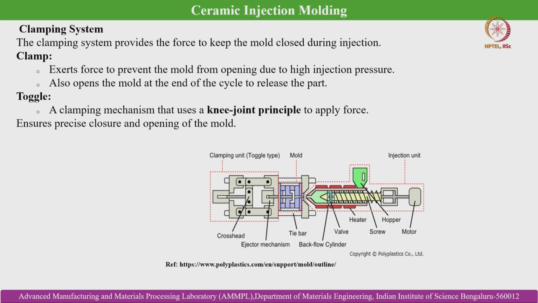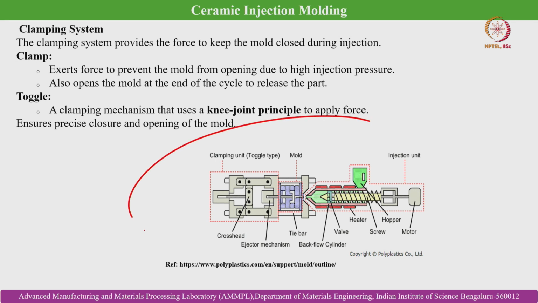Okay. And then the clamping system. The clamping system provides the force to keep the mold closed during injection, and the clamp exerts force to prevent the mold from opening due to high injection pressure, and also opens the mold at the end of the cycle to release the part. And then the toggle is a clamping mechanism that uses a knee joint principle to apply force, ensuring precise closure and opening of the mold.